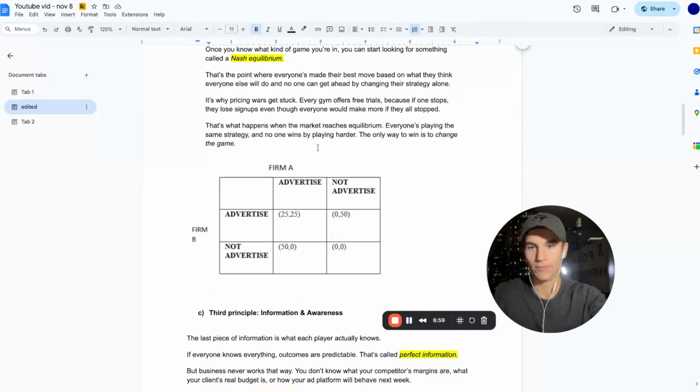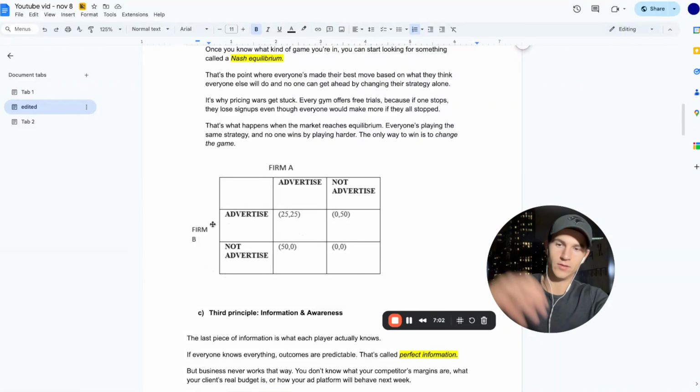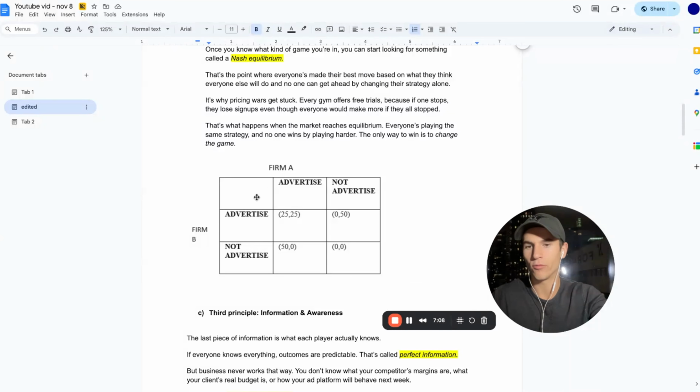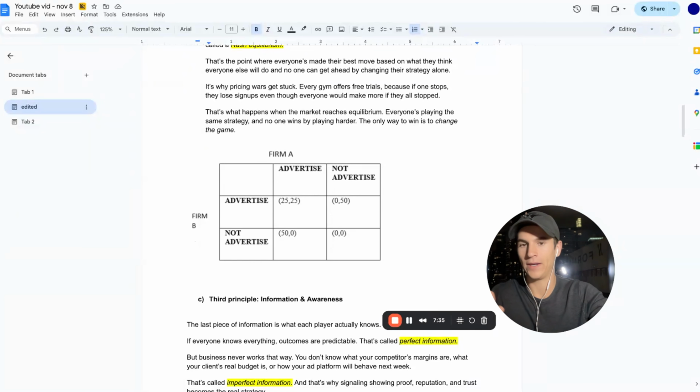For example, this is just a quick game theory graph that I put together. Let's say firm A and firm B, right? They both have decisions to advertise or not advertise. If they both advertise simultaneously, they both get 25 and 25 points. If firm B does not advertise and firm A advertises, then firm A gets 50, okay? And then vice versa. You can understand this just by looking at it, right? So now you have to ask yourself, if I'm firm B here, what is the higher-sum thing for me to do, right?